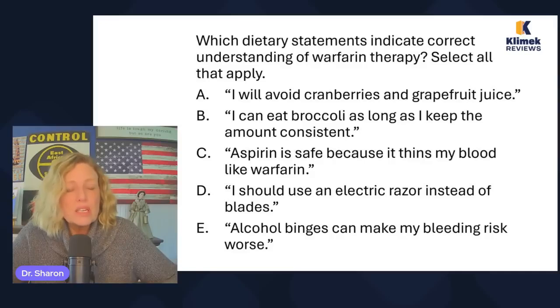So I can eat broccoli as long as I keep the amount consistent. That's a true statement. And we want correct understanding. So B is true. And E, alcohol binges can make my bleeding risk worse. That's true. So I know B and E are true statements.